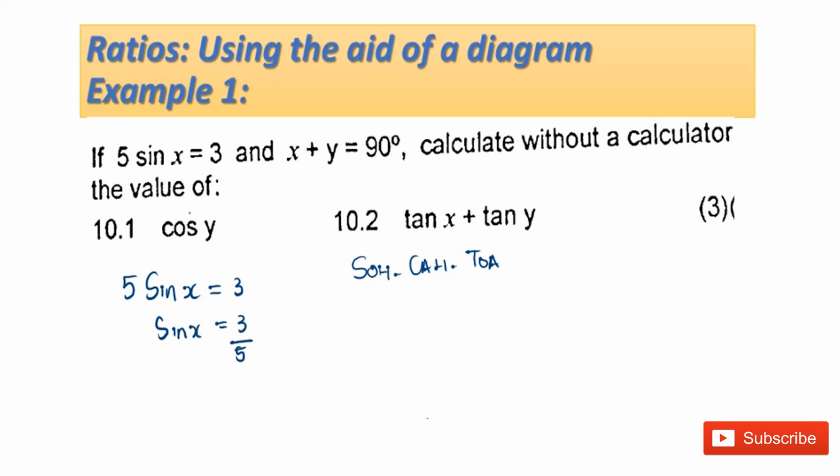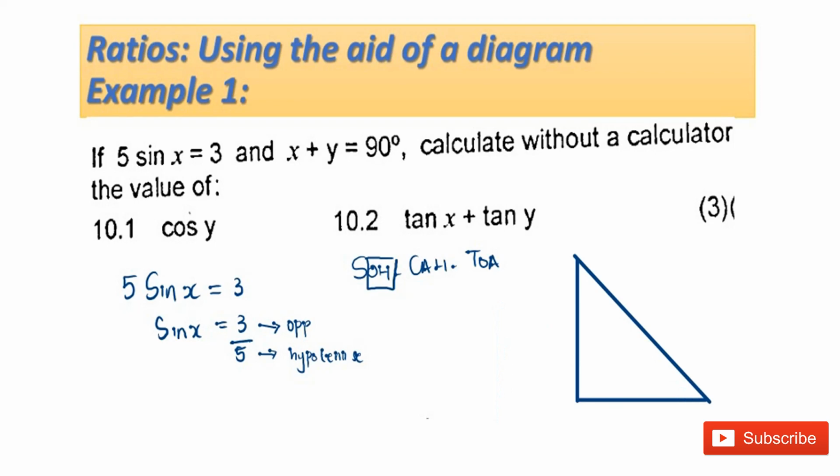What do we know about sine of an angle? To define the sine of an angle, we know that sine of an angle is equal to the opposite side over the hypotenuse. So the 3 is the side that is opposite our angle, and the 5 is the side that is our hypotenuse. If we make use of a right angle triangle to help us define our trig ratios, how would that look? That would be our right angle triangle.